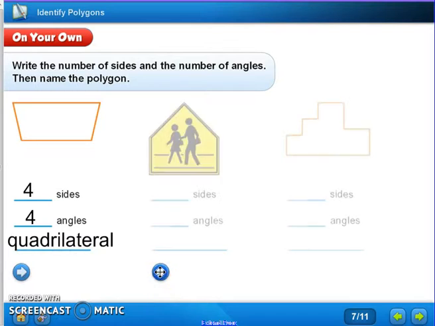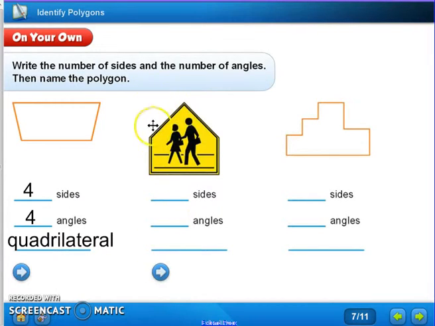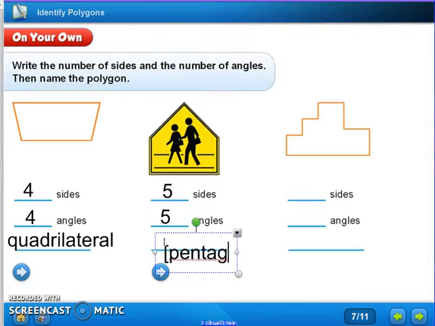Okay, let's try these. Okay, let's count the sides. How many? You got it. 5. So if it's got 5 sides, we know that it's got 5 angles. Anybody remember what this shape is called? I'll give you a hint. It's a building in Washington named after this shape. Perfect. It's the Pentagon. Excellent.